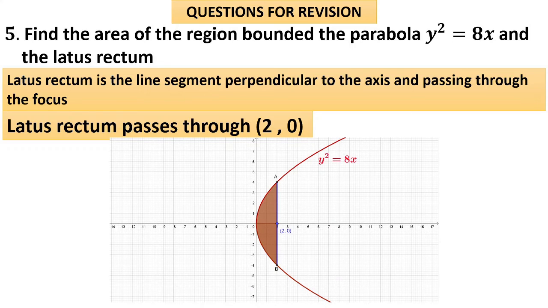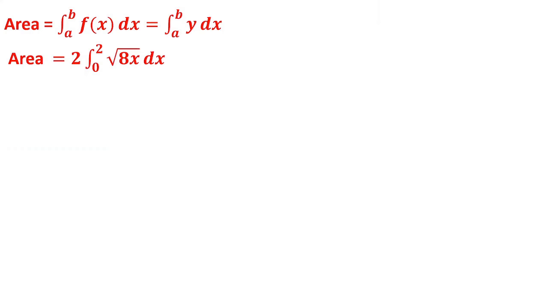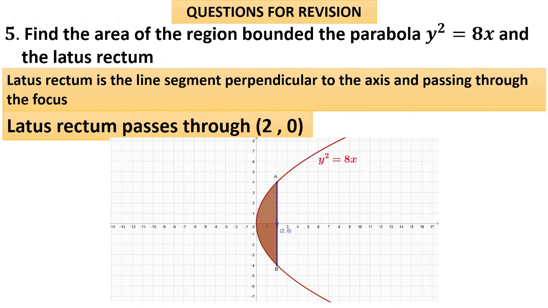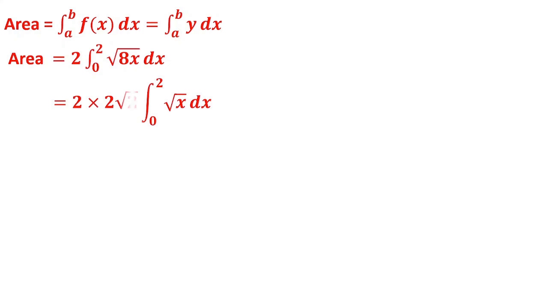y square equals 8x is a parabola having the vertex at the origin, and the latus rectum is a line segment passing through (2, 0). What do you have to do now? We have to integrate from 0 to 2 of root 8x dx. You are seeing in the previous slide that the area is one at the top and one at the bottom. Therefore, the area should be 2 times. For 2 times integral from 0 to 2, y square is 8x, y is root 8x. 2 root 2 comes outside, therefore root x.